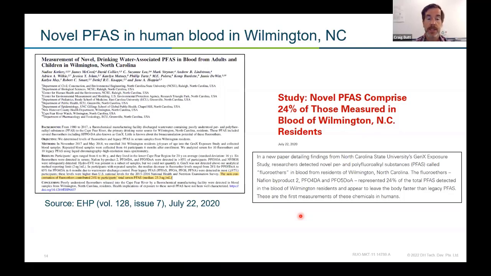And then what is interesting is that when measuring the PFAS in the blood from the residents around Wilmington, North Carolina, almost a quarter of those are of these novel compounds, right, that we're just starting to understand over the last few years. So this, again, I think, makes the strong argument that our monitoring lists need to continue to evolve with time as our understanding of what humans and indeed wildlife are being exposed to changes over time.